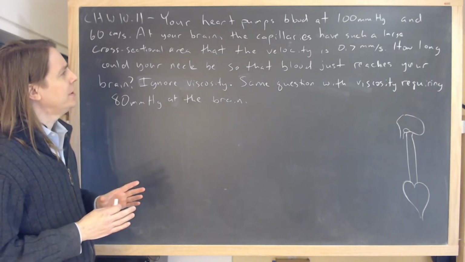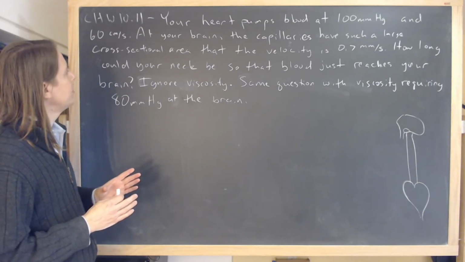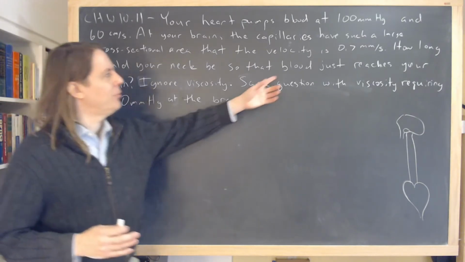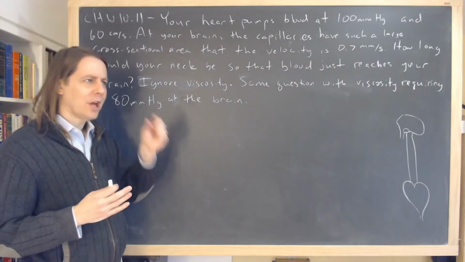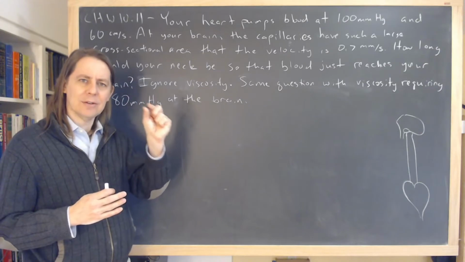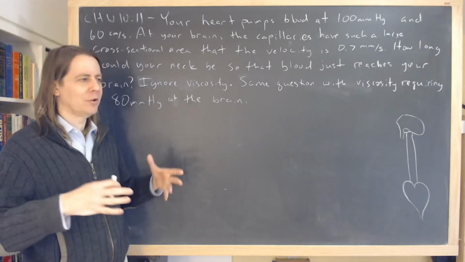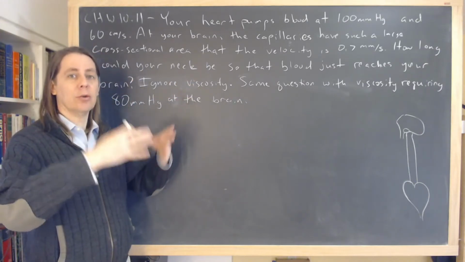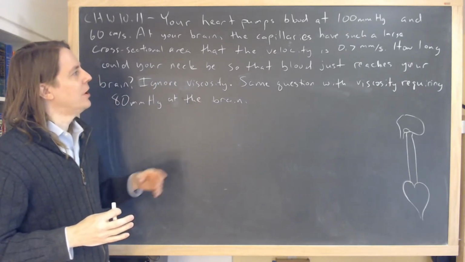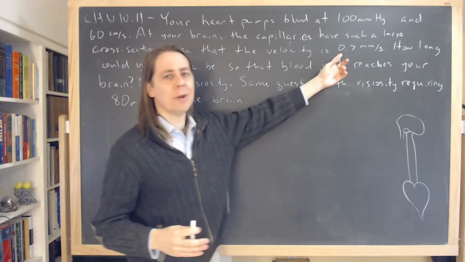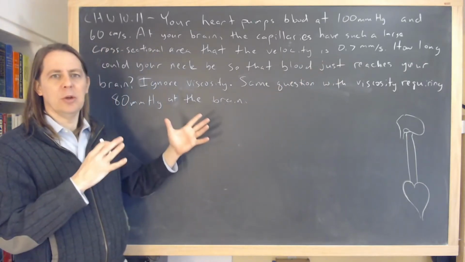Then at your brain, the capillaries have such a large area that the velocity drops to 0.7 millimeters per second. So you may think, I thought capillaries were teeny things, but there's millions of them. So the point is the total cross-sectional area goes up by a lot because the flow divides into lots of little capillaries, so much that it slows down to here. So that's really doing the continuity part for you.